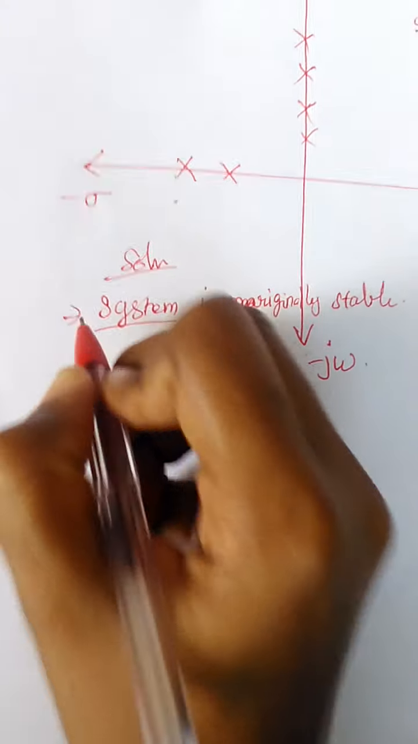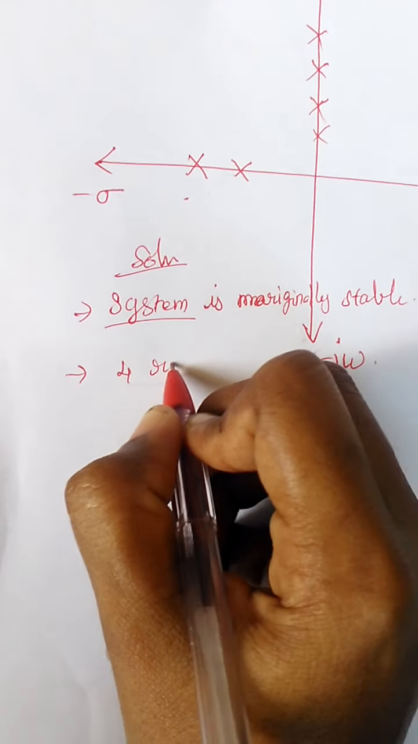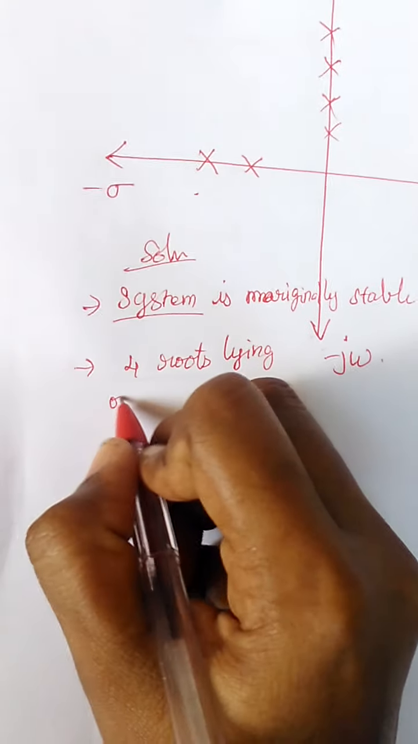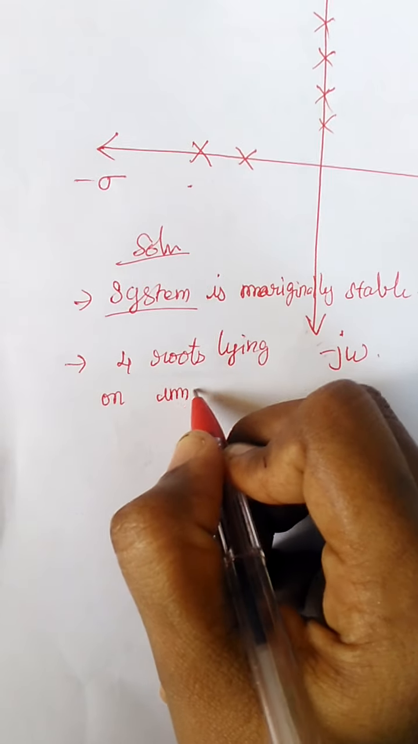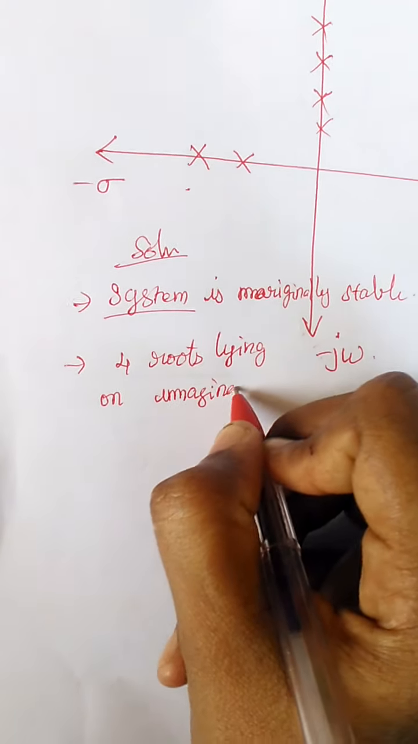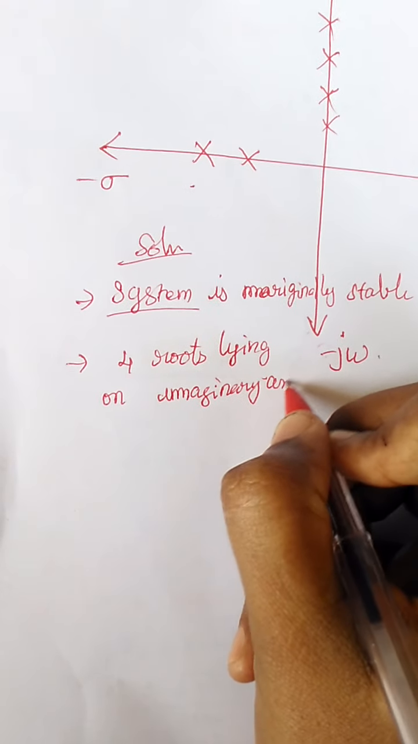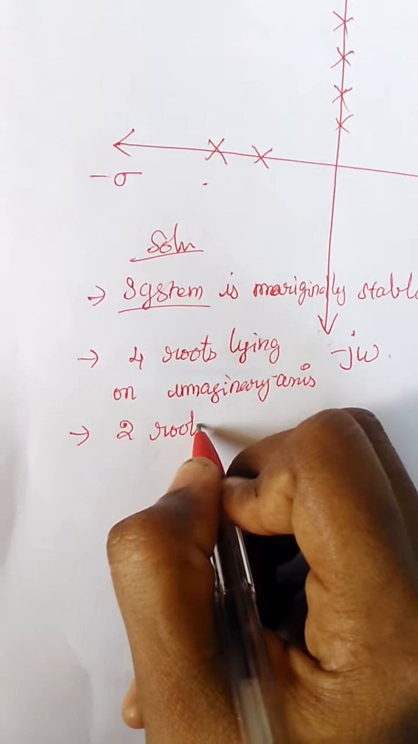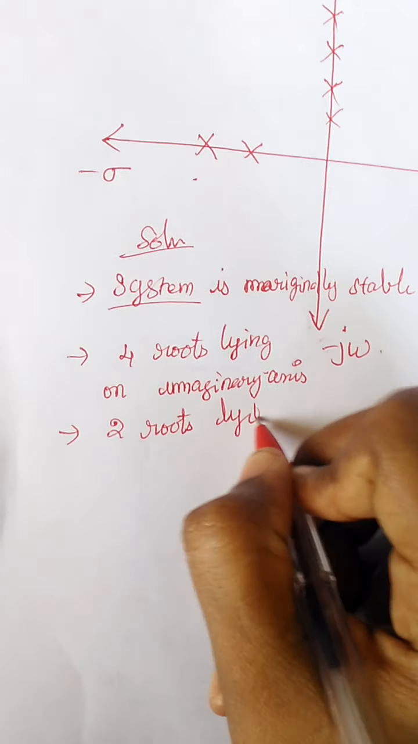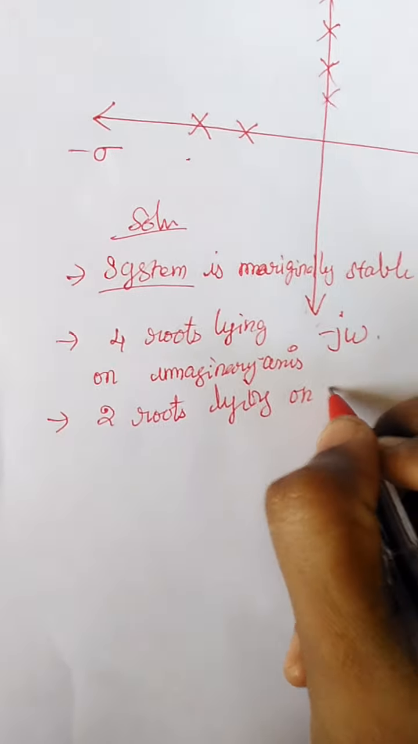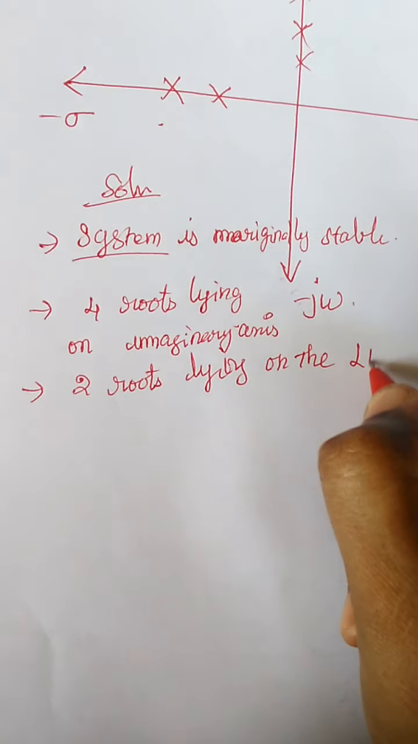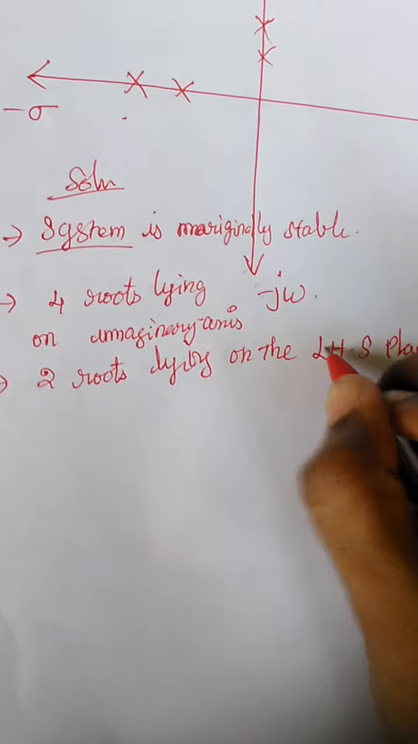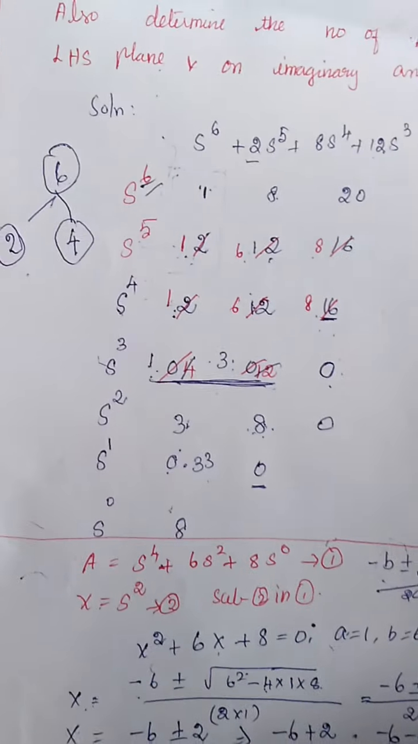Then 4 roots lying on the imaginary axis, then 2 roots lying on the left half of the S plane. Okay, so that's the answer for this.